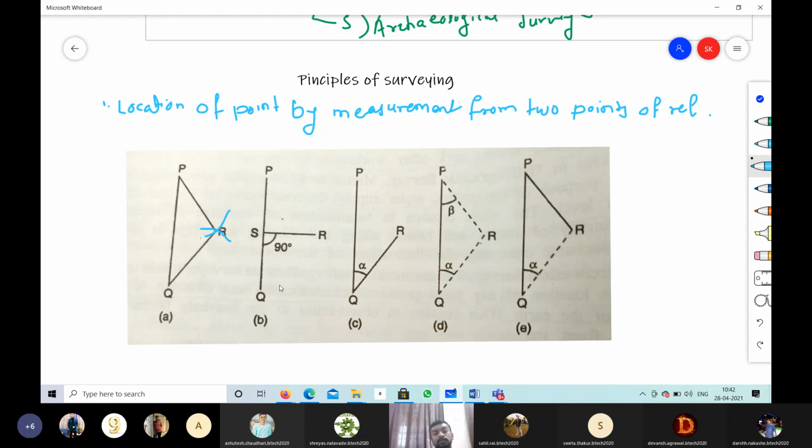Here in the second case, if you know the perpendicular SR and the distance QS, can you mark the point R?